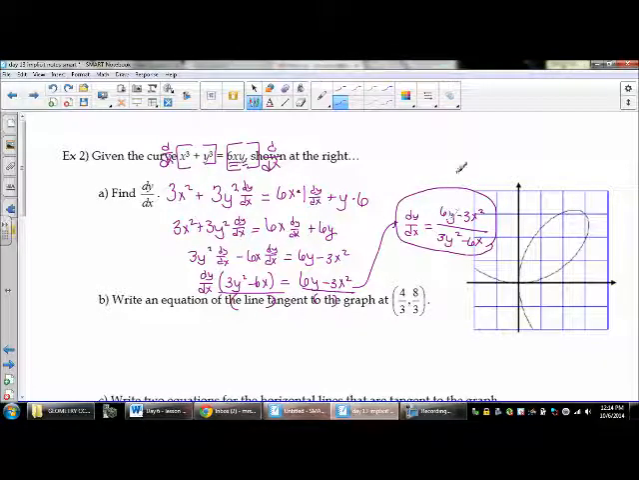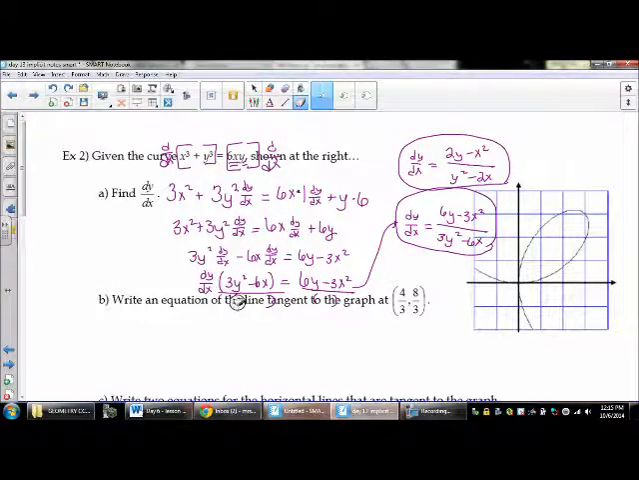It's kind of begging you, if you will, to simplify and pull out those 3's. So I have (2y minus x squared) over (y squared minus 2x) if I divide the top and the bottom by 3. Again, you don't have to do that, but it's really easy to do, so we might as well do it. There's my derivative.